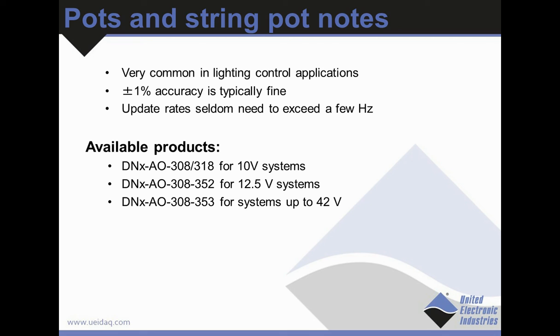Pots and string pots, again, are very, very common. We see them in cockpits, in ships and aircraft and everything, and they're often used in lighting control applications. Plus or minus 1% is typically fine. Update rates seldom need to exceed a few hertz, and we typically recommend just using an analog output board, but you do have to be careful that you match the analog output board you select to the voltage that's going to be exciting the string pot.